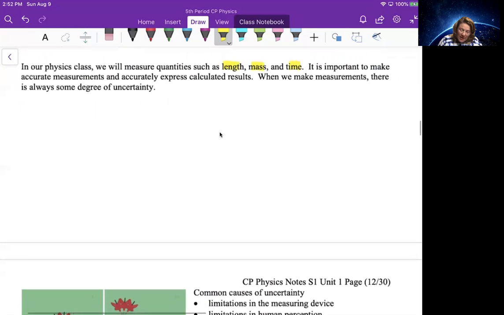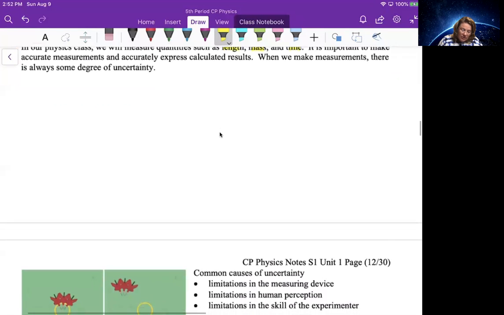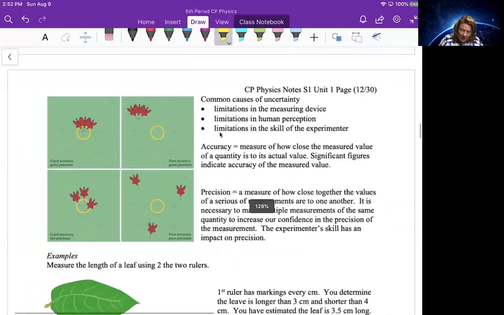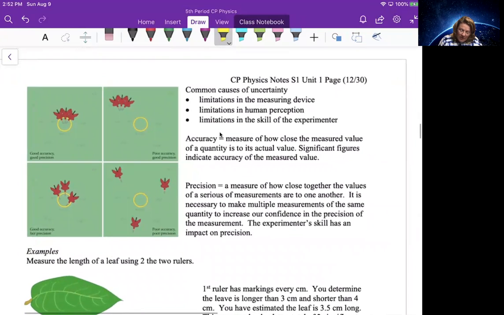So when we make measurements, there is always a degree of uncertainty, okay? And we'll talk about what those are. So, common reasons for error in your lab results, okay? These are the most common. A lot of times I ask you, what are your sources of error? And students' favorite answer is human error, and I don't accept that as an answer. That's not good enough, okay? That means you didn't give it any thought.